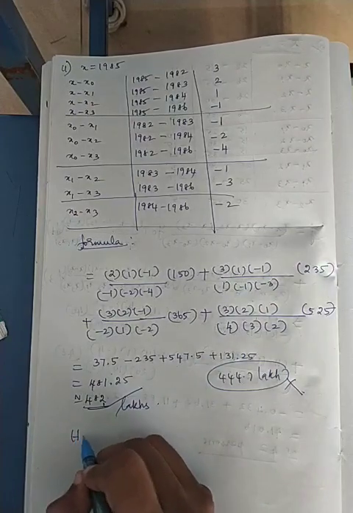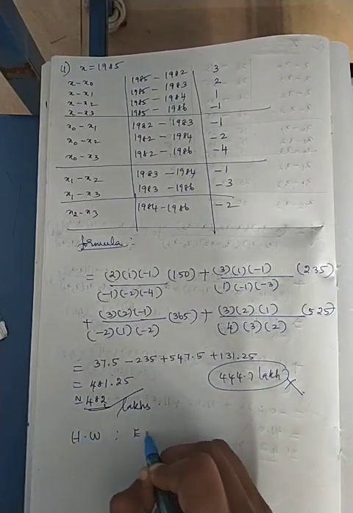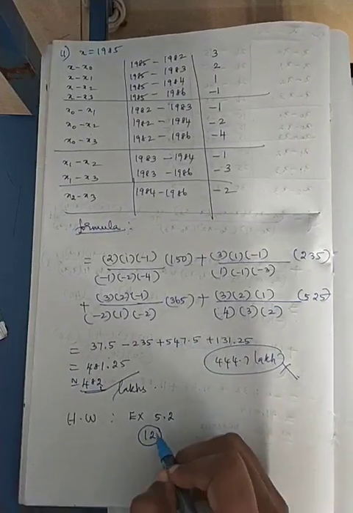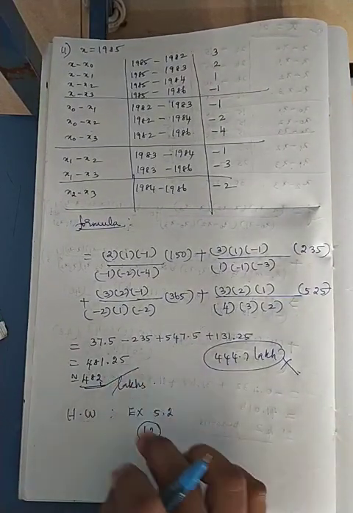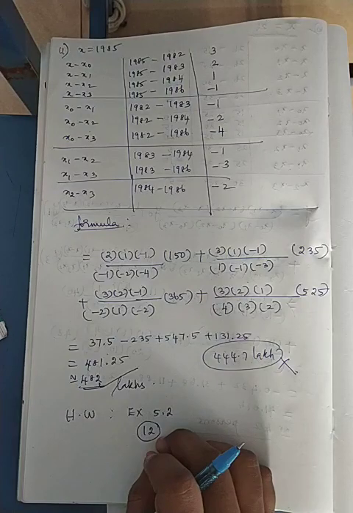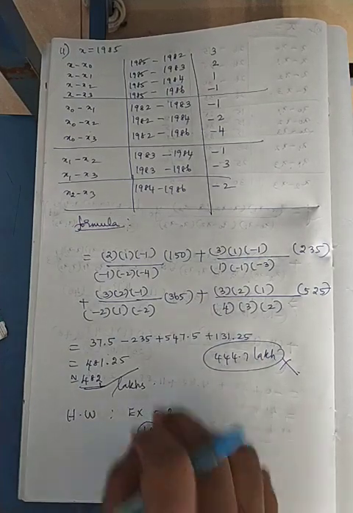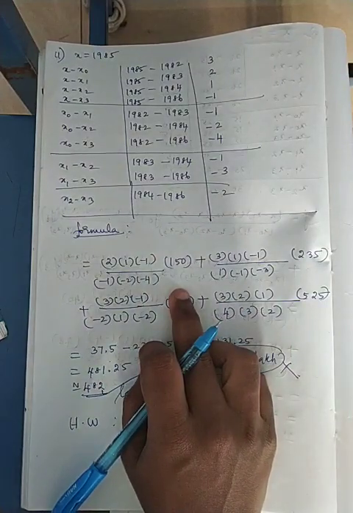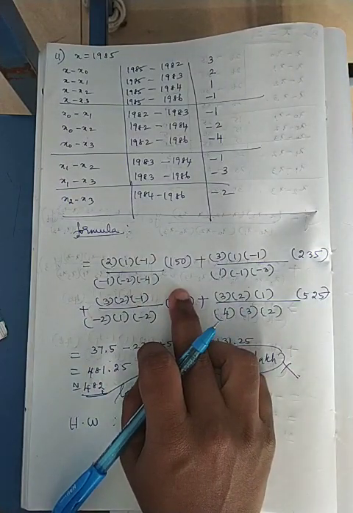Now your homework will be exercise 5.2, 12th problem. Do this according to the Lagrange's interpolation formula technique. Do like this. It will be very easy. It will be easy to remember the formula also. Please don't mug up the formula.